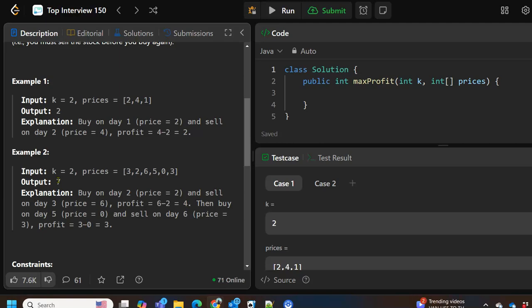So our state at any given time is defined by 3 parameters. The current day, well, maybe it's more accurate to say the current price, the number of transactions that we have left, and whether or not we're holding a stock.